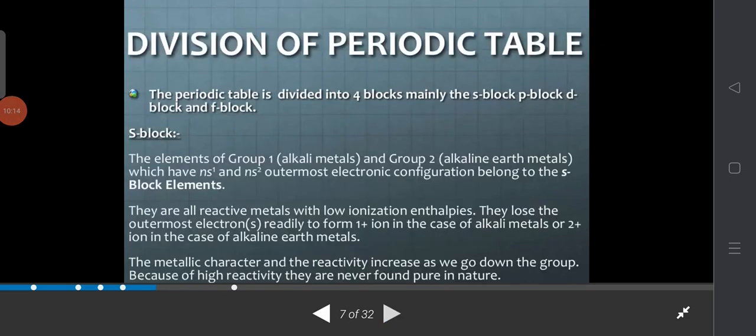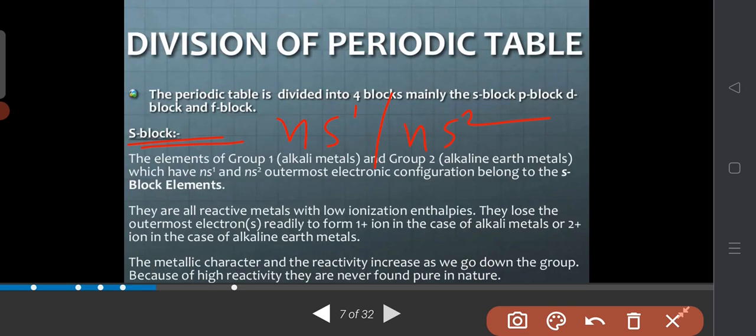Next, we can see the division of the periodic table. The s block elements have the general electronic configuration either ns1 or ns2. Here n means the number of the shell in which the electron is situated. If n equals 1, that means 1s1; for n equals 2, 2s1, 3s1, 4s1, 5s1, 6s1, they all are called s block elements, as the last or outermost electron is present in the s orbital.